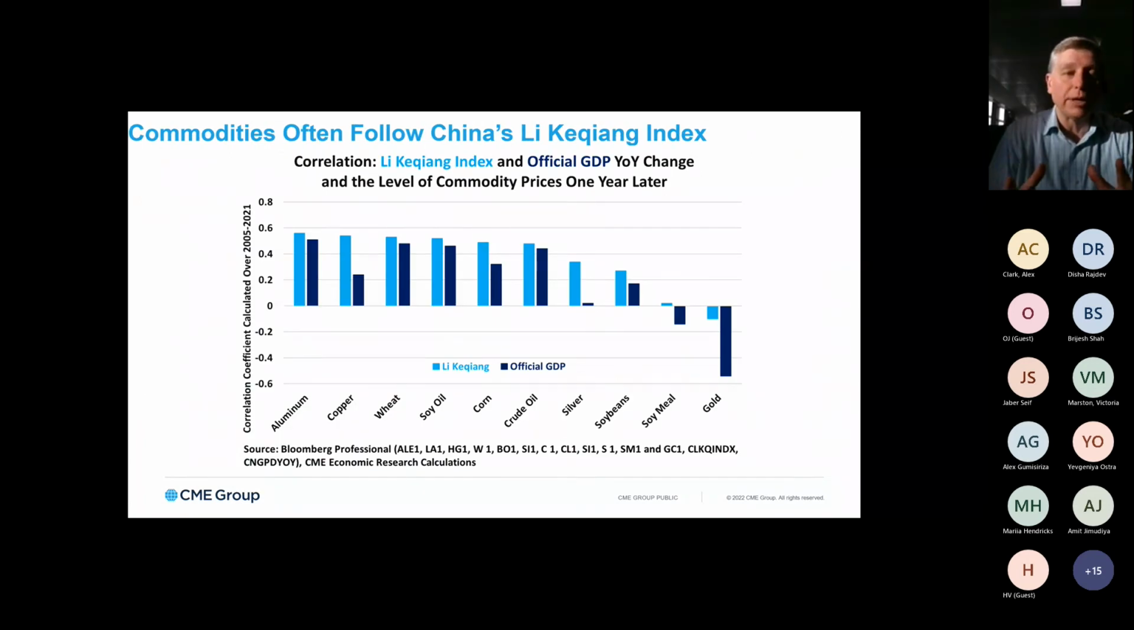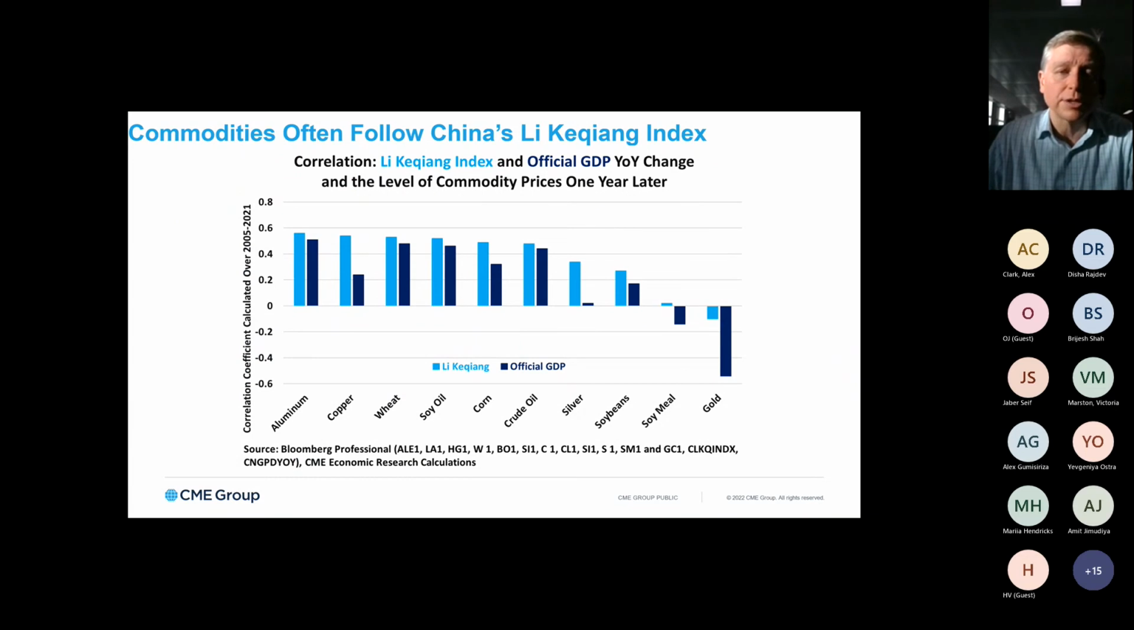Now, the other really big market we haven't talked about yet is China. China has just huge consumption of crude oil. Many commodity markets, including aluminum, copper, agricultural goods like wheat, soy oil, corn, but also crude oil, are extremely sensitive to what happens in China.